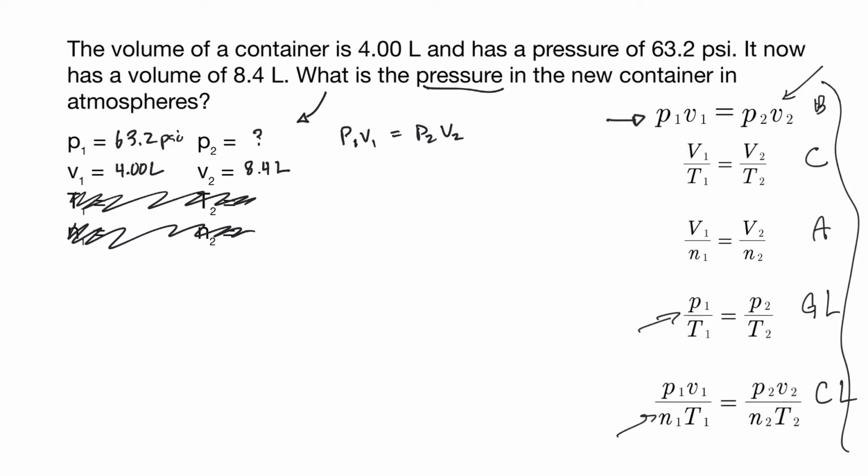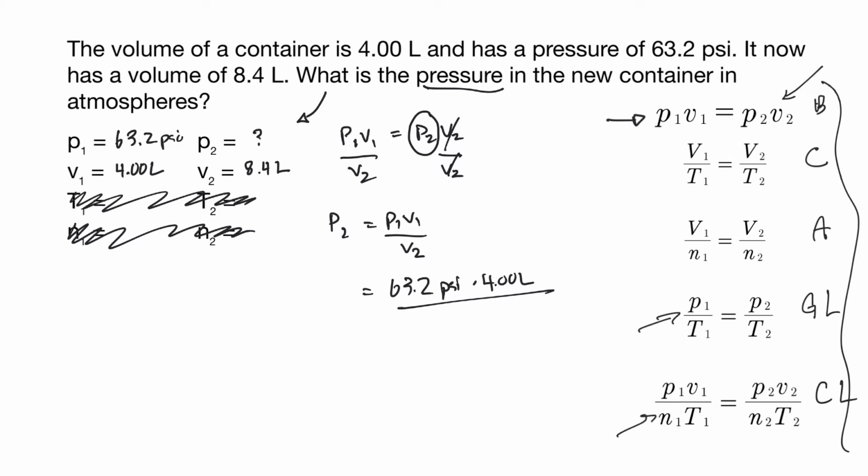In this case, we're looking for P2. That's this one. I want to get rid of the V2, so I'll divide both sides by V2. These cancel out. So P2 is equal to P1 V1 over V2. Then I'll plug my numbers in. Pressure 1 is 63.2 psi, volume 1 is 4 liters, final volume is 8.4 liters. I'd multiply and divide. Now the liters cancel, so my answer will come out in psi.